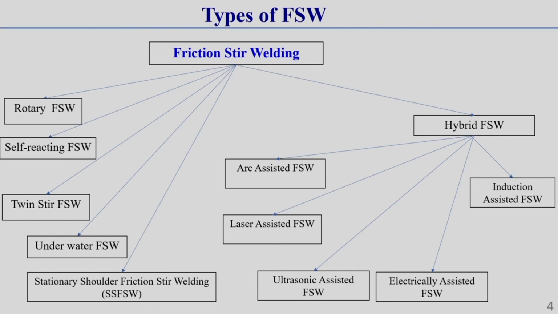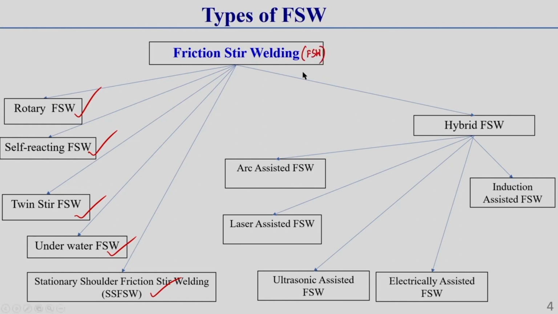Among these, some types of friction stir welding process have further variants, which I will also discuss here. So you see friction stir welding can be a rotary type of friction stir welding process, it can be self reacting type, it can be twin stir friction stir welding process, it can be under rotor friction stir welding process, and here I have written it can be stationary shoulder FSW. It is represented as FSW. FSW means F represents friction, S represents stir, and W represents welding. Here you can write this is the short form of friction stir welding.